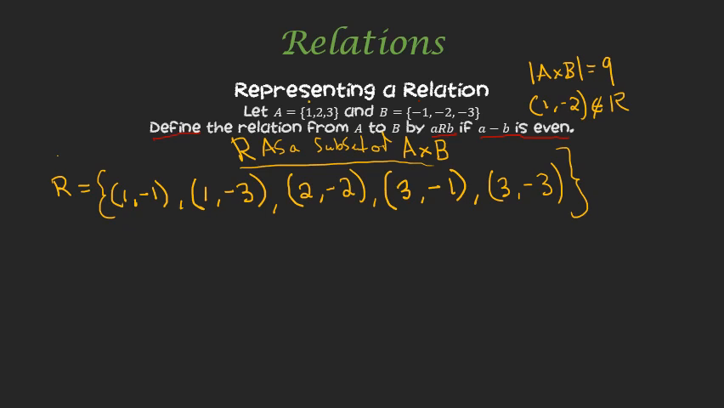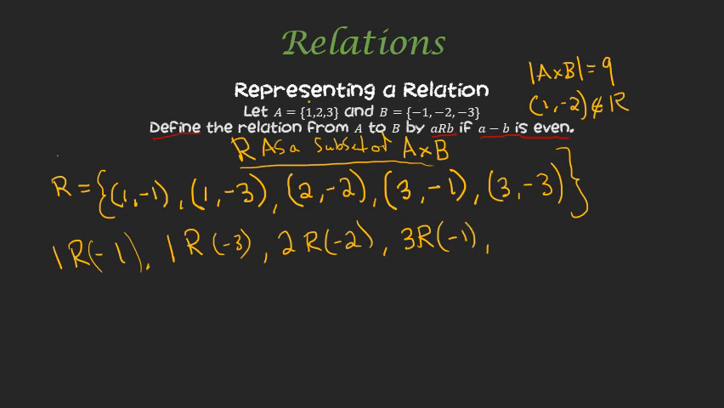So for example, you might say 1 is related to -1. 1 is related to -3. I'm going to go ahead and put the second coordinate in parentheses. 2 is related to -2. That's what this notation means. 3 is related to -1, and 3 is related to -3. So that's another way you might define this relation. It's by just listing all the pairs of elements that are related.